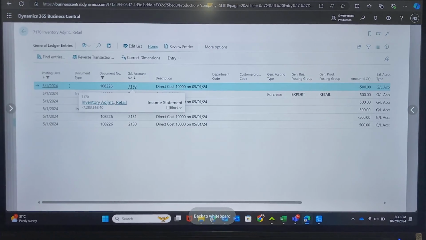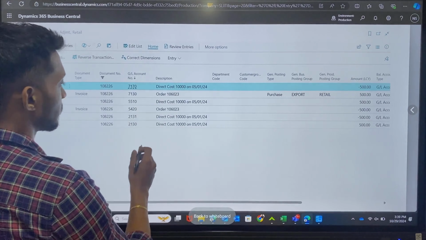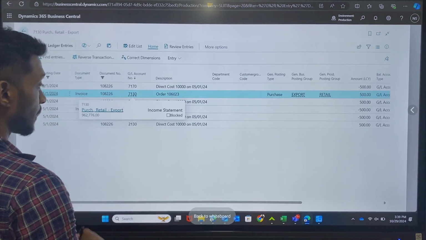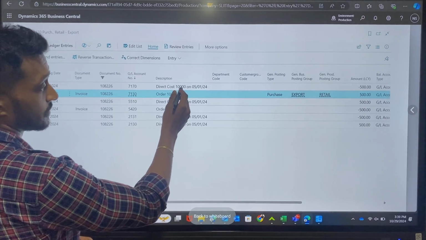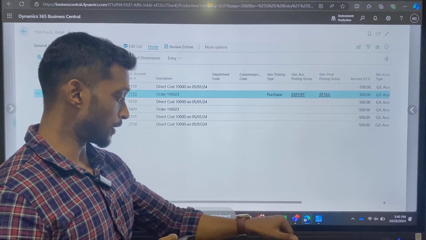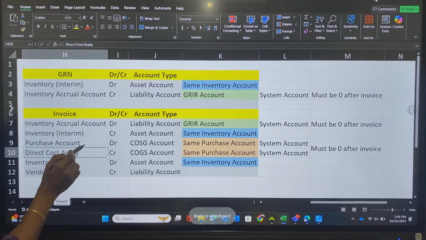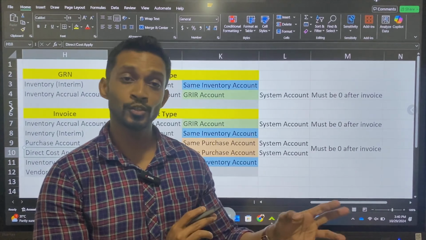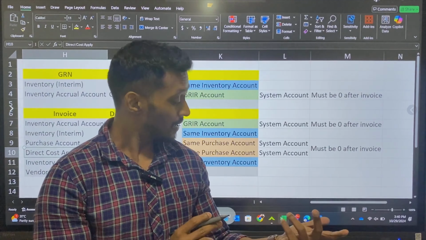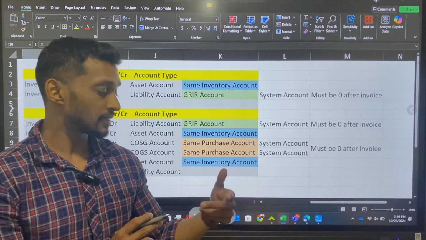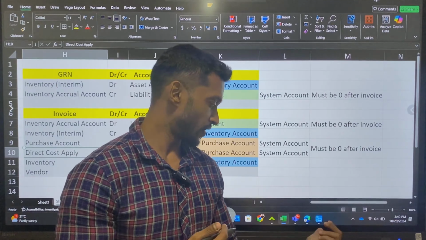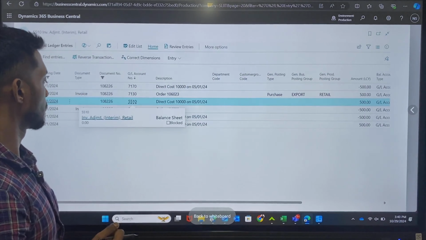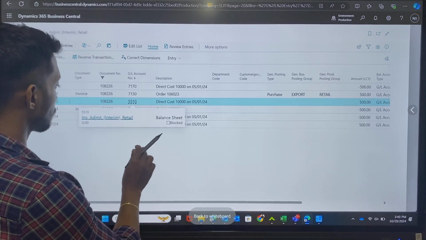inventory adjustment account 7170, and the other one is the purchase retail account. This is the adjustment account and the purchase account. I explained to you here these two accounts, the purchase account and the direct cost applied account. Those accounts should be the same account, and it must be zero at the end of the day. Right, as well as here the inventory adjustment account.